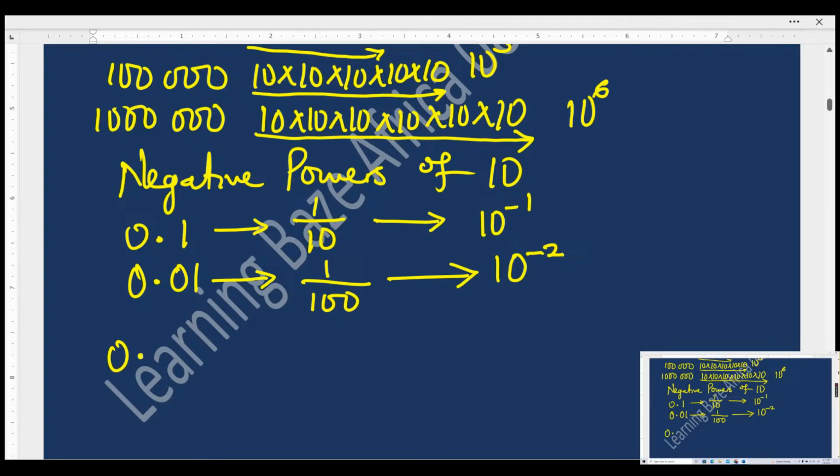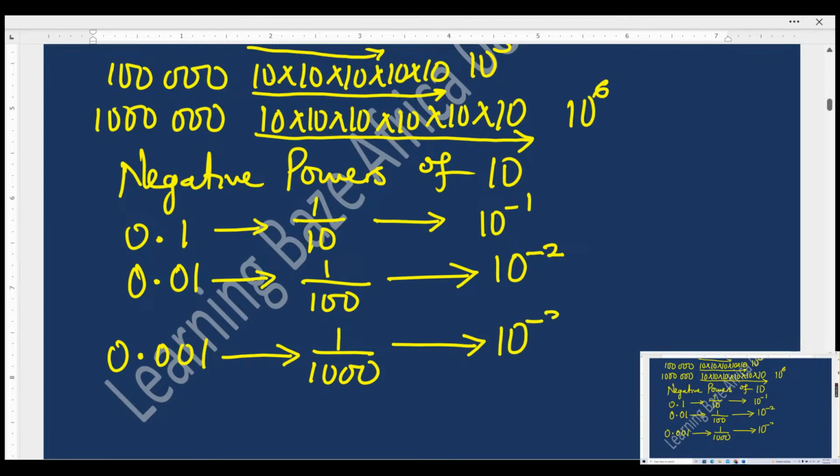So if we have 0.001, that will be 1 over 1,000, because 0.001 has 3 zeros. Then the index will be negative. That will be 10 raised to power minus 3.